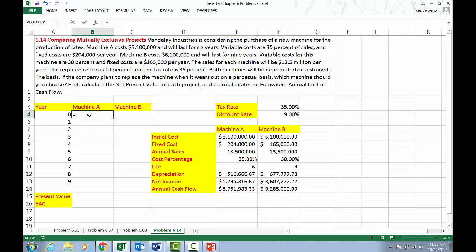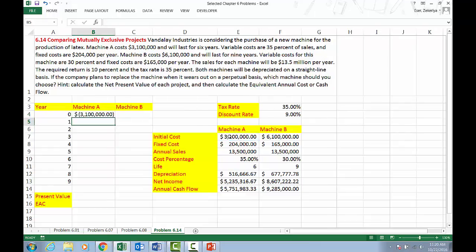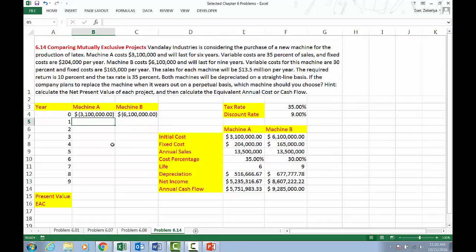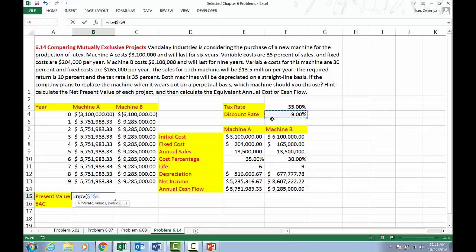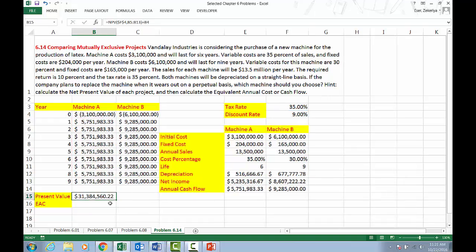Now for each machine, we have the initial cash flow of $3.1 and $6.1 million cash outflows. Then for each year, let's fix the row numbers. There is no salvage or net working capital here. We don't have to worry about it. And the net present value is simple, using the discount rate, plus the initial cost.